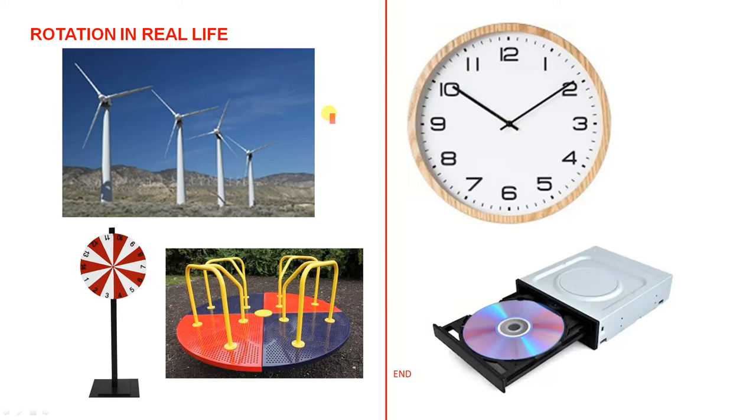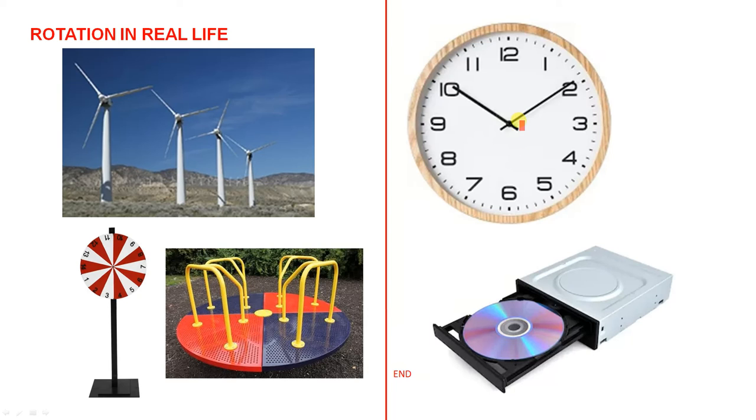Continuing on with the idea of how do these things occur in real life? Here we have the windmill. If that's the fixed point there, and these blades rotate around depending on where the wind's coming from, that definitely is a good example of rotation. Here we have a wheel. You'll see these everywhere. They spin the wheel. The fixed point is in the middle, and then the wheel lands on a particular number. Here we have the merry-go-round, where the fixed point is in the center, and it'll either spin that way or that way, depending which way you push it.